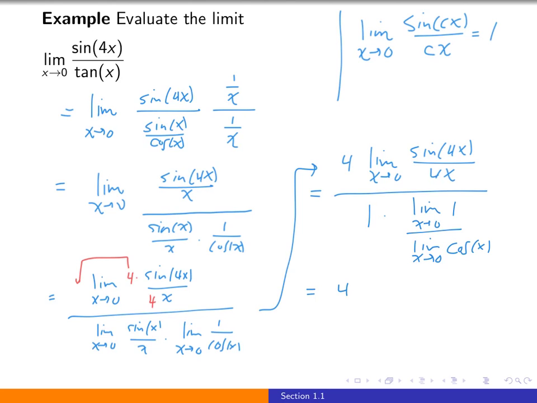And for our last step here, the limit that remains in the top is 1. In the bottom, the limit of a constant is a constant. And the limit as x approaches 0 of cosine x is cosine of 0. So cosine 0 is 1. So we're dividing by 1. And what we end up with is 4 divided by 1, which is the number 4.